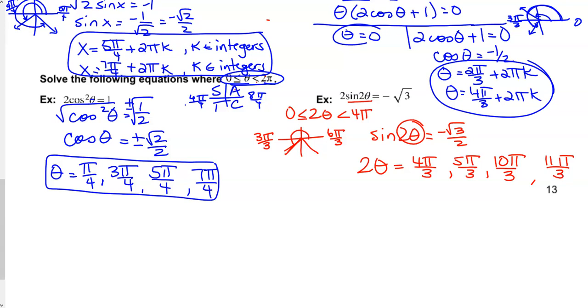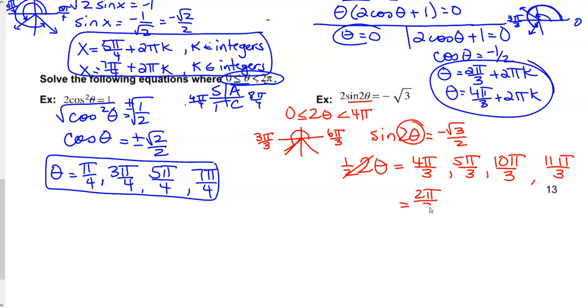So those are the 4 angles from 0 to 4 pi to which 2 theta would equal negative root 3 over 2. Now we just have to solve for theta. So this is the same as dividing by 2, but notice you have a bunch of fractions over here. So if I multiply by 1/2, that's going to go away, which means I can multiply this by 1/2. Well, if I have a 1/2, that gives me 4 pi over 6. I can reduce that or cancel the 2's with the 4 and give me a 2 pi over 3.